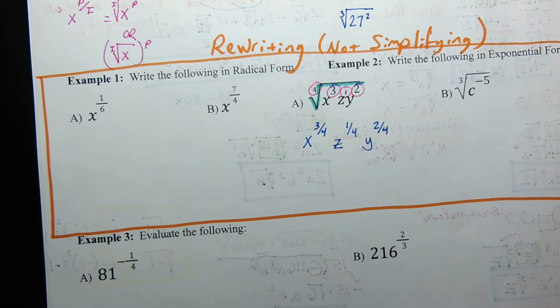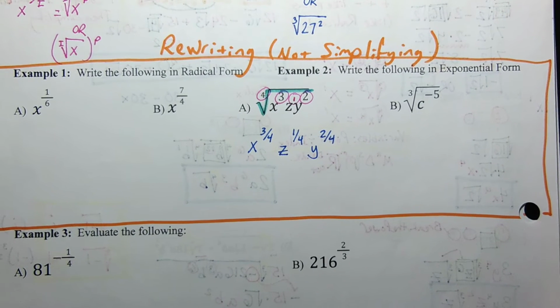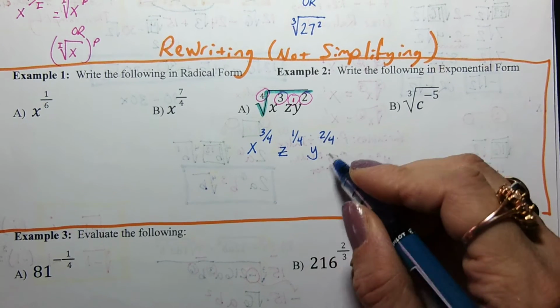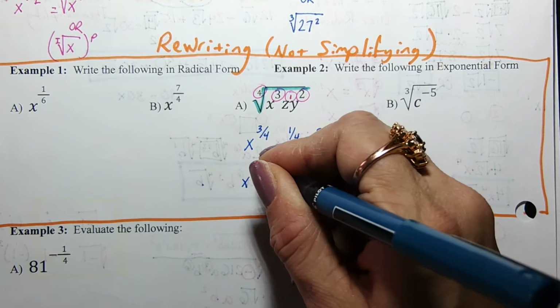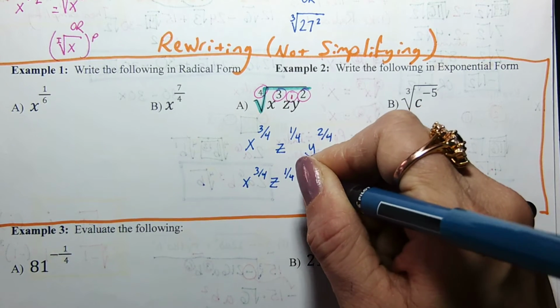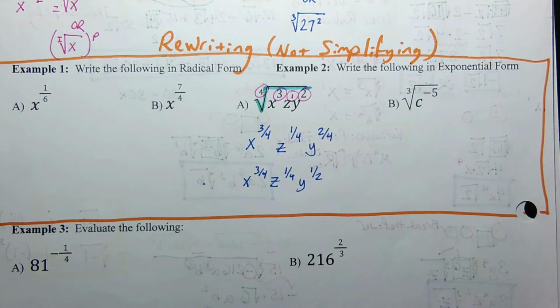Why am I not going to leave my answer like that for that y? What should we do with that fraction? Simplify it. So I'm not simplifying the radical itself, but if I encounter a fraction that can be simplified, absolutely reduce it. And there we are. We now have an expression in exponential form.